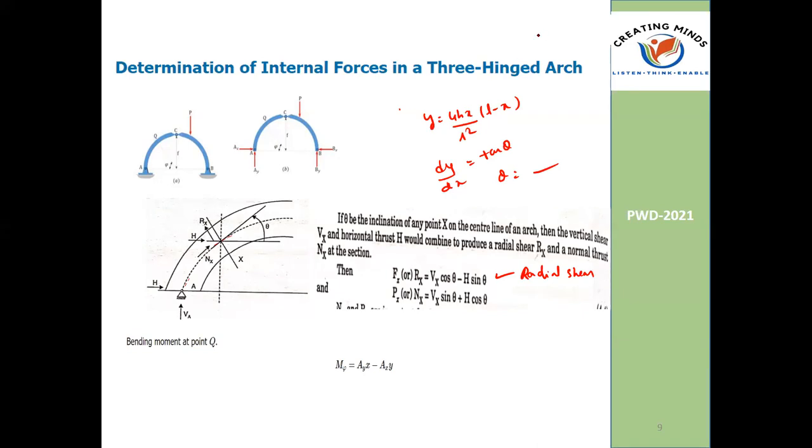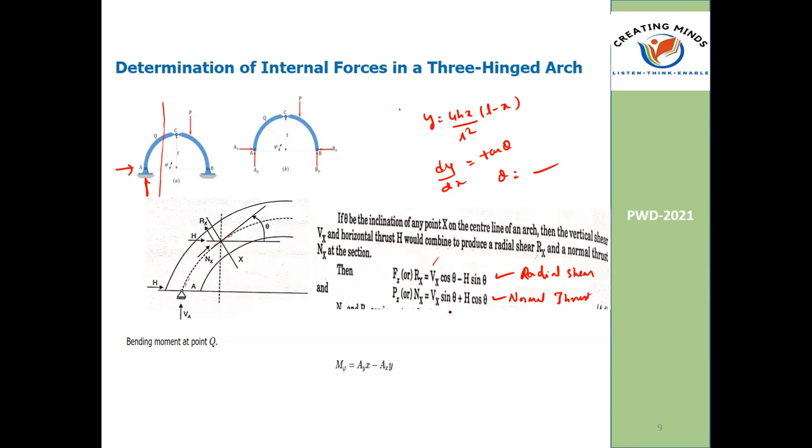At what distance? Sometimes they will ask x equal 8 meters. You have to put 8 meters and compute theta, and you are getting shear, where V is shear and H is horizontal reaction. And V at a specific section, what is the V value? Sigma V equals 0, you have to do and compute the V value. So generally, the radial shear equation is V cos theta minus H sin theta, and this is the normal thrust equation.